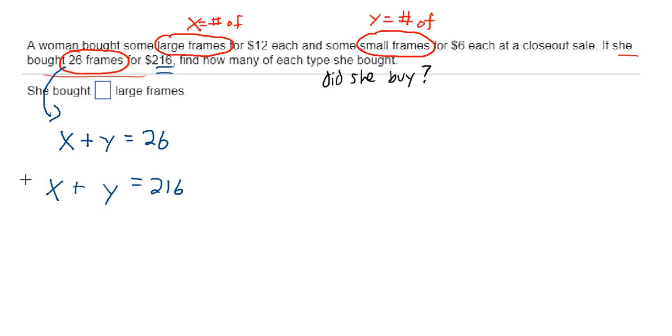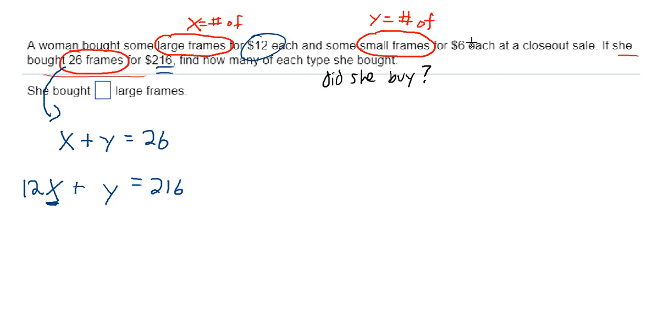If you want to get the value of the large frames, you take the number of large frames that you bought times how much each one cost, right? So each of these large frames costs $12. So to get the total value of the large frames, it'll be 12 times x, right? And that tells me, so if they bought two large frames, that's $24 altogether, right? It's 12 times the number of frames you bought. That tells you how much money you're spending on those frames.